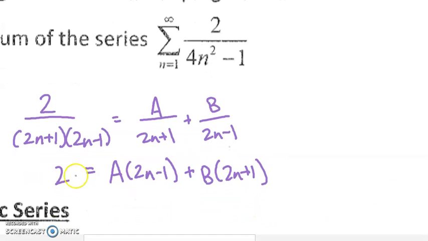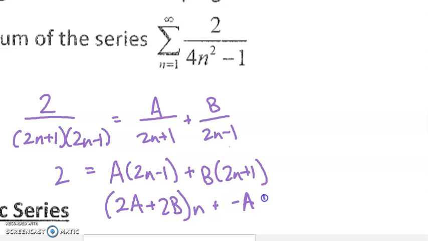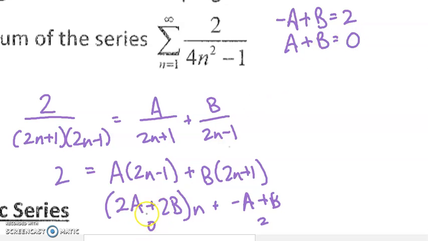And we can get 2an and 2bn. And we've got negative a and a positive b, so plus negative a plus b. So the n coefficient is 0 and the constant is 2 because we don't have any n's over here. We just have the 2. All right, so if negative a plus b equals 2, and if 2a plus 2b equals 0, in other words, if a plus b equals 0, just take that and divide everything by 2.